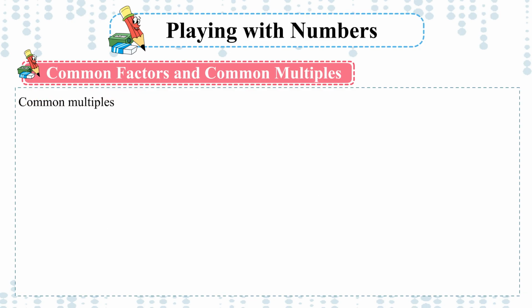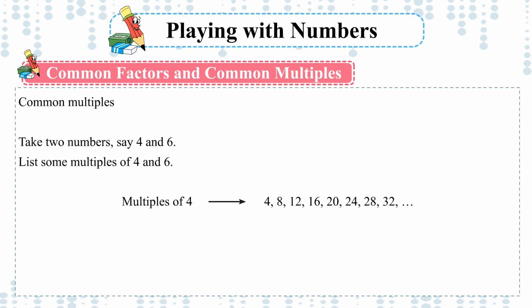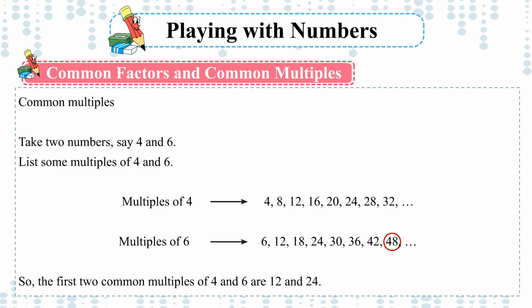Common multiples. Take two numbers, say 4 and 6. List some multiples of 4 and 6. Multiples of 4: 4, 8, 12, 16, 20, 24, 28, 32. Multiples of 6: 6, 12, 18, 24, 30, 36, 42, 48. So, the first two common multiples of 4 and 6 are 12 and 24.